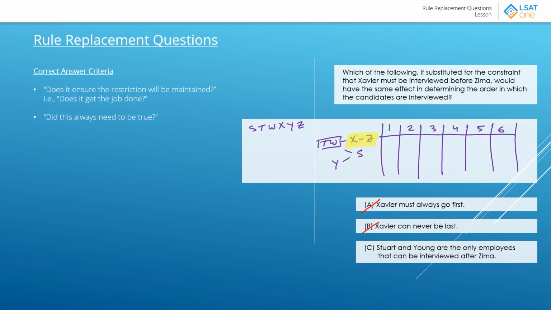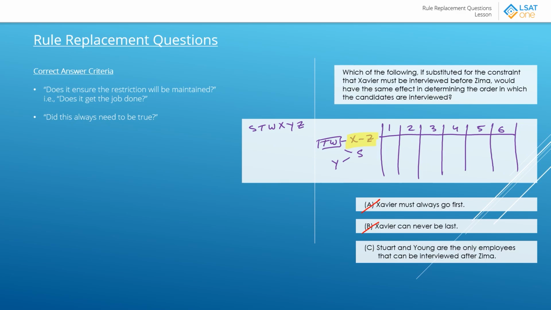Now, a good answer choice might say something like this. S and Y are the only employees that can be interviewed after Z. Now, you'll notice that, let's go through it step by step. Is this something that would ensure the original restriction would be maintained? And you'll notice that it would. If we say that S and Y are the only people that can go after Z, well, that would mean that everybody else, including X, would have to go before Z. So by saying that S and Y are the only people that can go after Z, that would ensure that X has to go before Z.